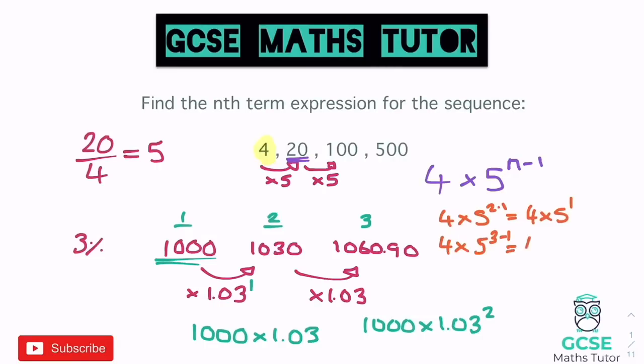And that would be 4 times 5 squared. And 4 times 5 squared, well 5 squared is 25. 4 times 25 is 100. So there you go, you can see that it works, okay?